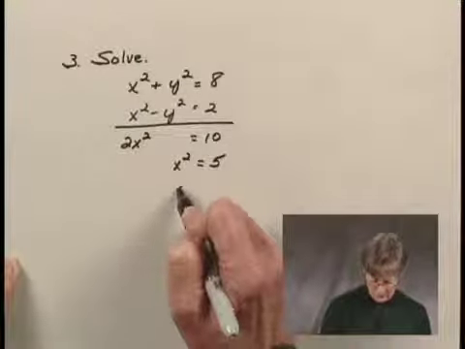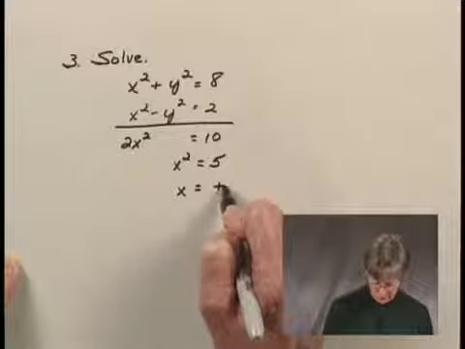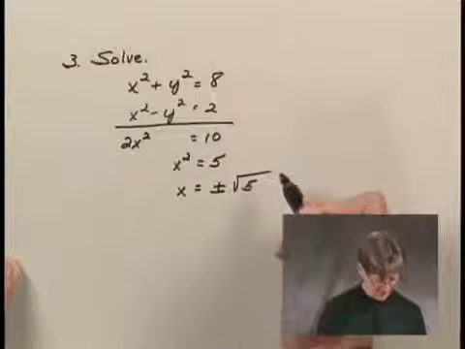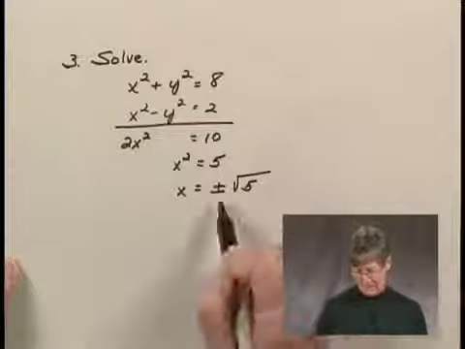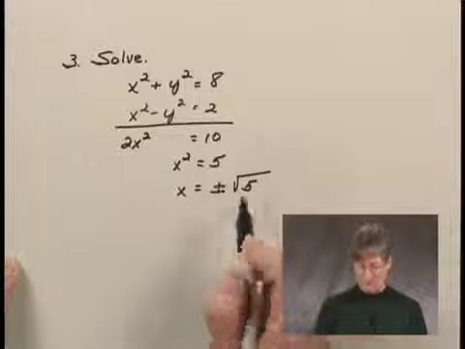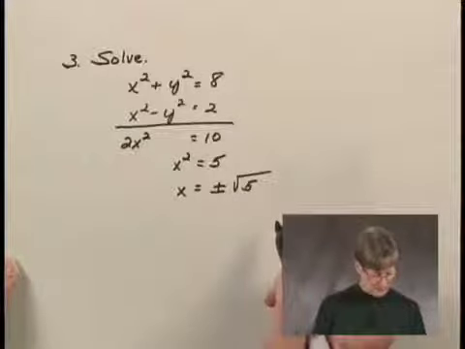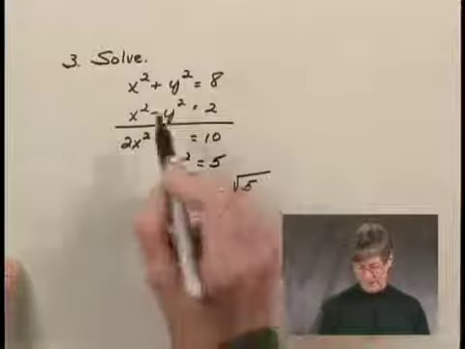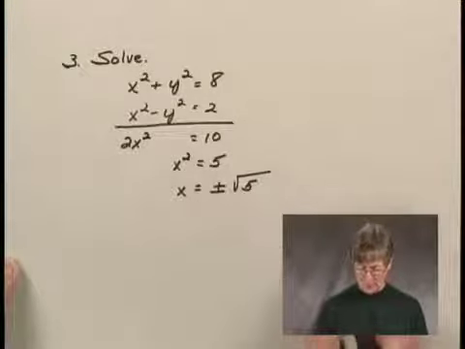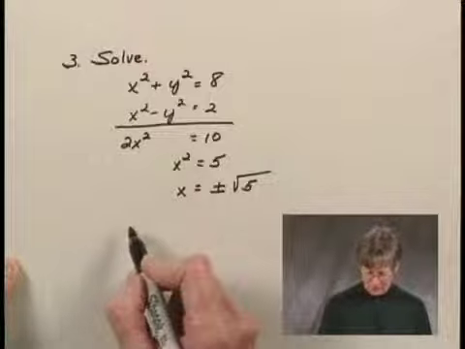And taking the square root on both sides, I have x is equal to plus or minus the square root of 5. Now, since the length of a side of a square can't be a negative number, we'll only work with the square root of 5, the positive square root here. And let's go back to one of these two equations and substitute this value for x and find y. Let's use the first equation.